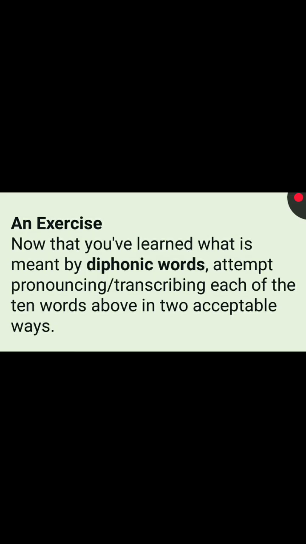Let's take this exercise. This exercise is for you. Now that you've learned what is meant by these words, attempt pronouncing and transcribing each of the 10 words above in acceptable ways. So remember, you were given words to transcribe initially, and send me the ones you were able to transcribe correctly in the comment. Now that you have learned what we mean by these words, I want you to transcribe each of the words in 2 acceptable ways.